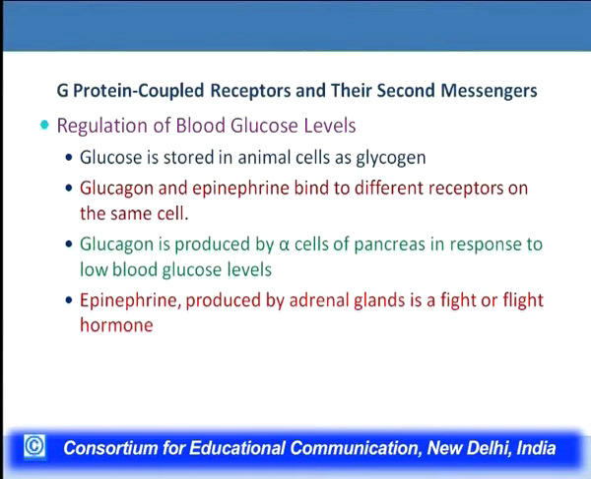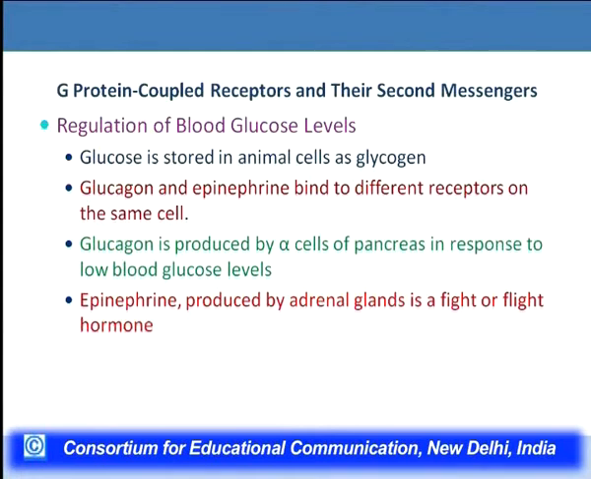Now, as we know, in animals, glucose is stored in the liver in the form of glycogen. Whenever the body requires input of glucose, this glycogen will be broken down and glucose subunits will be produced, which will then be released into the bloodstream, and they will be utilized by different cells of the body.